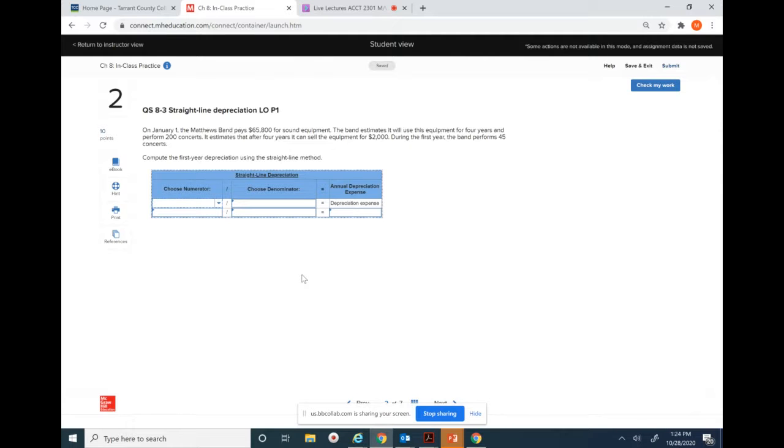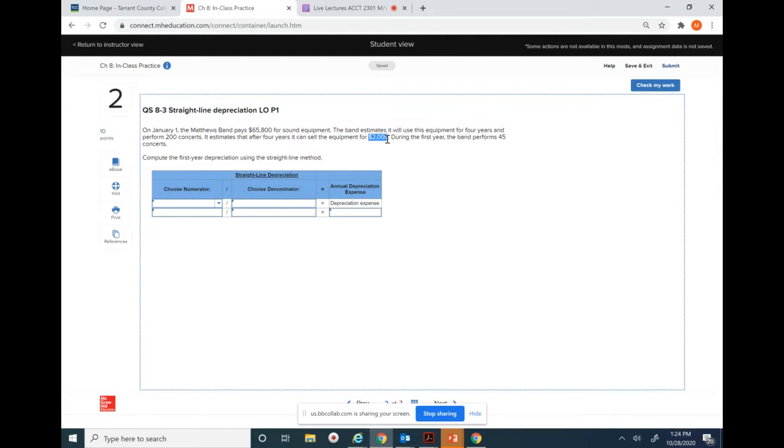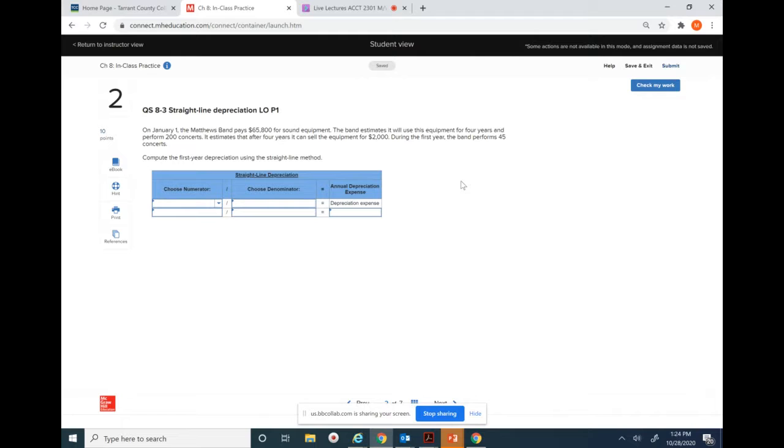$65,800 will be the cost. The $2,000 here is the salvage value. That's what the company expects to sell the equipment for after 4 years. They expect to use it for 4 years, so that would be the useful life.